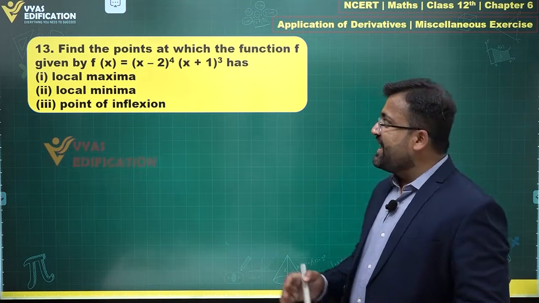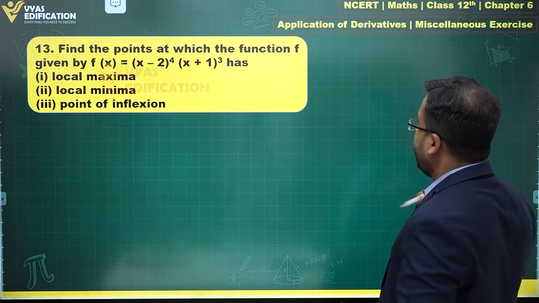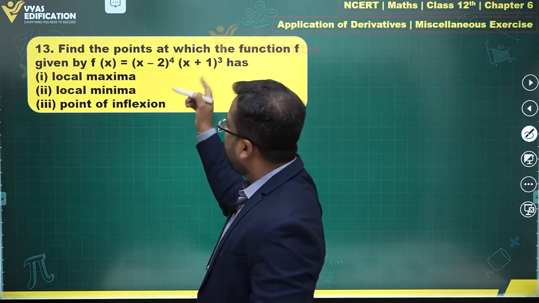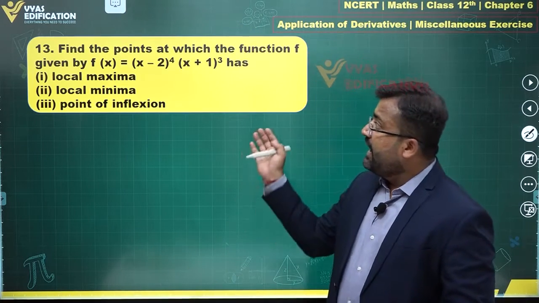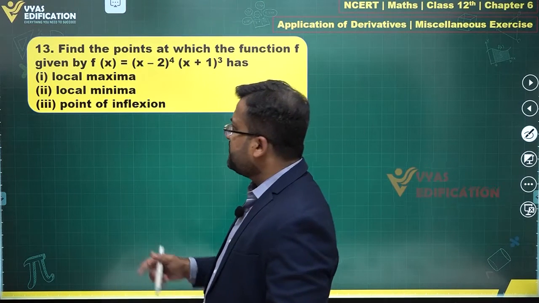The 13th question says: find the points at which the function f given by f(x) = (x - 2)^4 (x + 1)^3 has local maxima, local minima, or a point of inflection. Let's talk about these things over here.